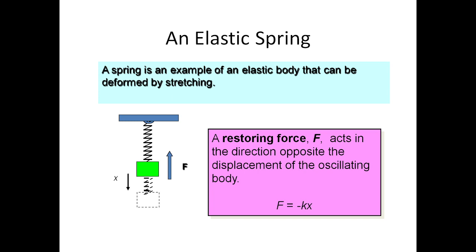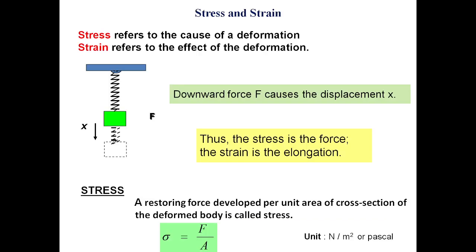The restoring force F acts in the direction opposite the displacement of the oscillating body. Here x is the direction of the force applied because of the weight at one end. So there will be displacement from its original position. Therefore, some force will oppose it. That force is said to be the restoring force, opposite to the direction of the force. So we indicate it with a negative sign. F is equal to minus kx.